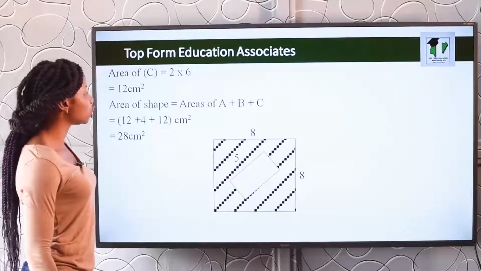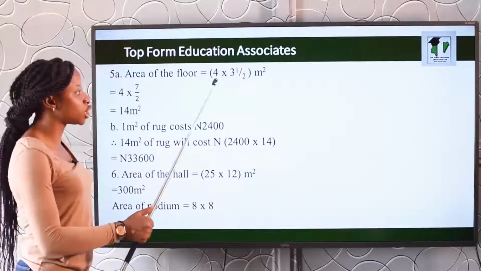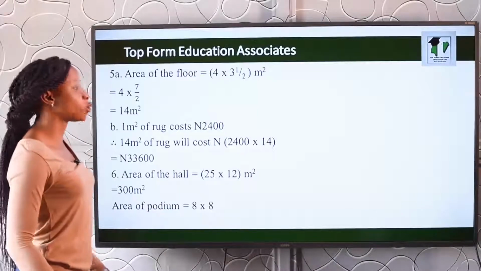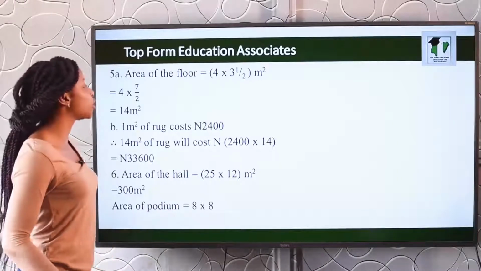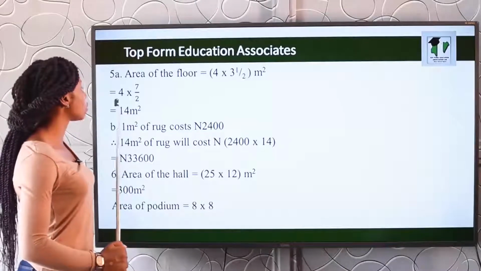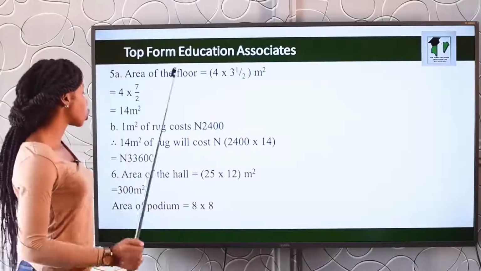Now, the solution. We're given a floor with these dimensions, 4 by 3.5 meters, and we're asked to look for the area. So in looking for area, we know that we multiply the length by the breadth or the width. So when we do the multiplication, we have our answer as 14 meters square.